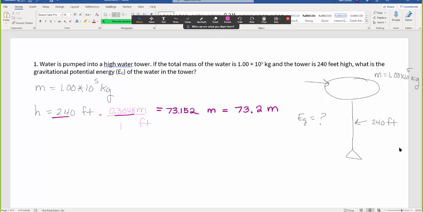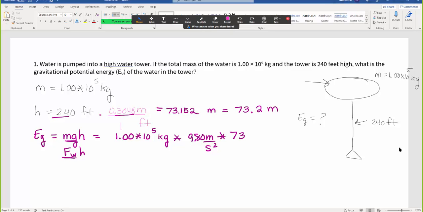All right, and now we want to figure out the gravitational potential energy. So the formula for gravitational potential energy, you might know it, and if you don't know it yet, you can look it up in the back of your book. It is mass times gravity times height, or we could think of that as the weight times the height, because mass times gravity is the same as the weight. So the mass is 1.00 times 10 to the 5th kilograms. And now the gravity is 9.80 meters per second squared. And then the height is 73.2 meters.